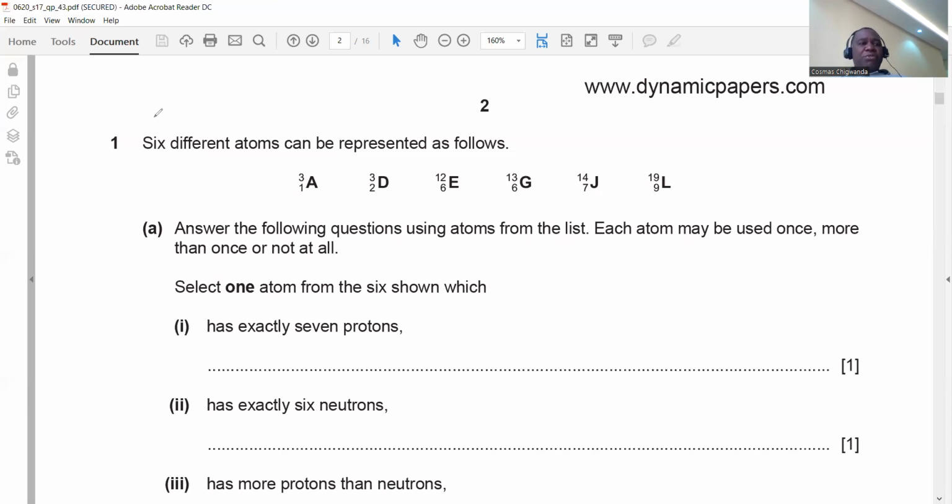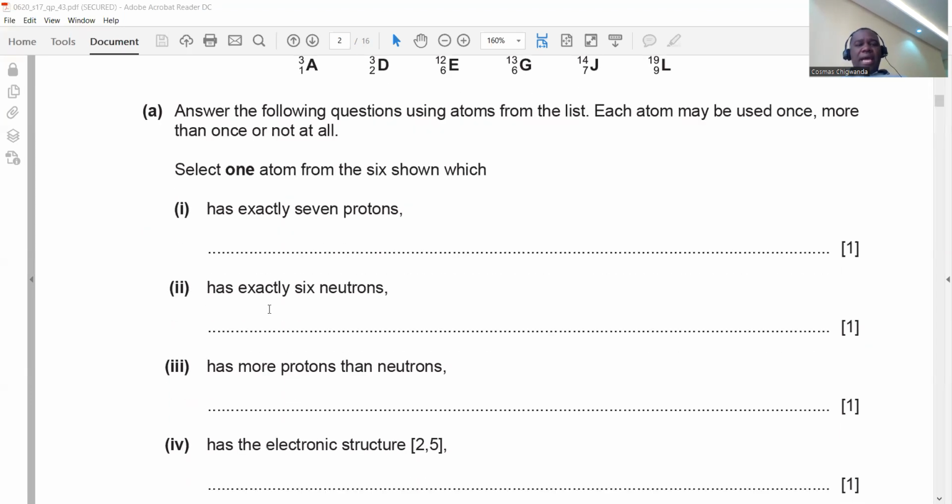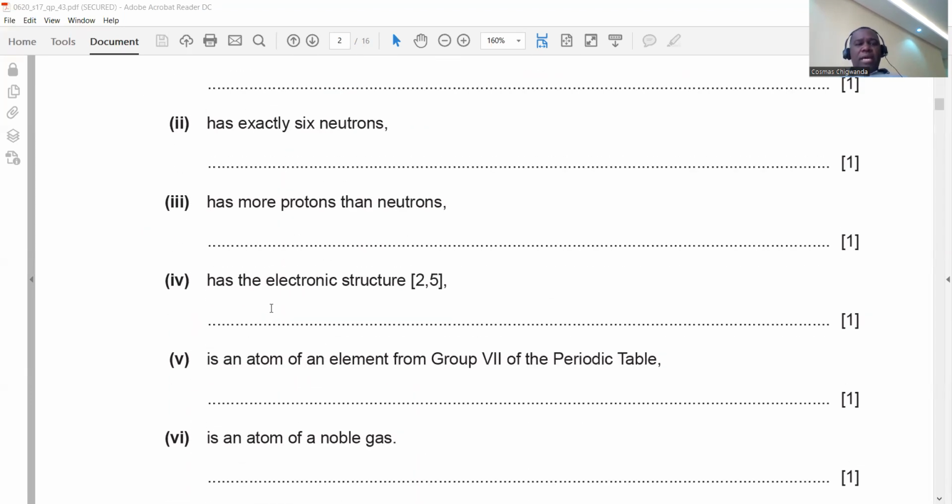L, okay, if you do electronic configuration of L, you are going to find out that you have 9 electrons here. So the first shell is going to have 2, and then you're going to have 7. Okay, so L is going to give you that electronic configuration. Why? Because L is atomic number 9, and because it's atomic number 9, it's going to be in group 7.